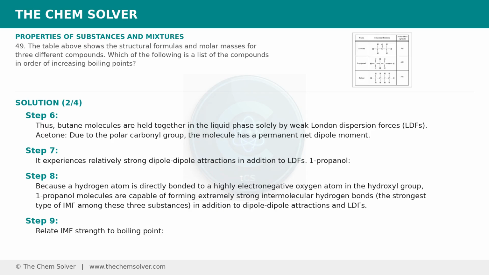1-propanol: because a hydrogen atom is directly bonded to a highly electronegative oxygen atom in the hydroxyl group, 1-propanol molecules are capable of forming extremely strong intermolecular hydrogen bonds, the strongest type of IMF among these three substances, in addition to dipole-dipole attractions and LDFs. Relate IMF strength to boiling point.